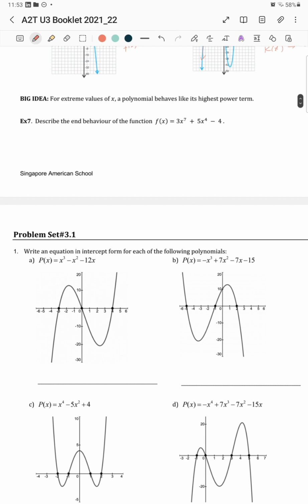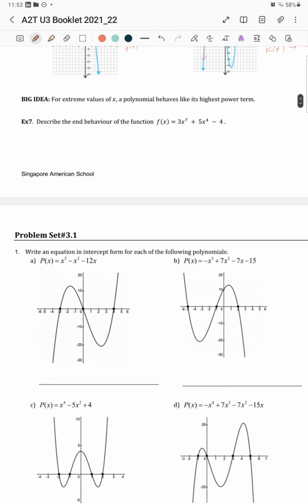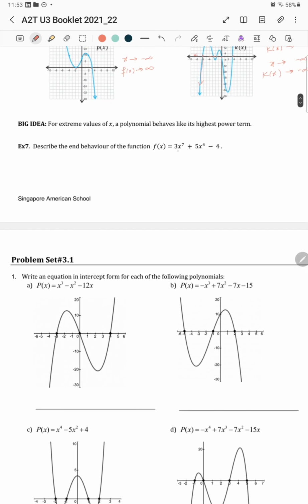Describe the end behavior of the function f of x equals 3x to the 7 plus 5x to the 4 minus 7. So the degree of this function is 7, which is the highest power.